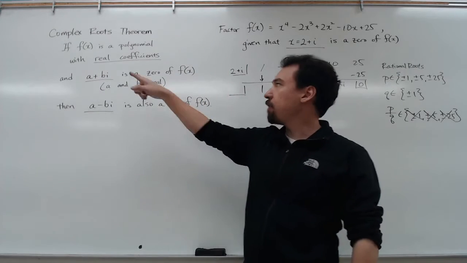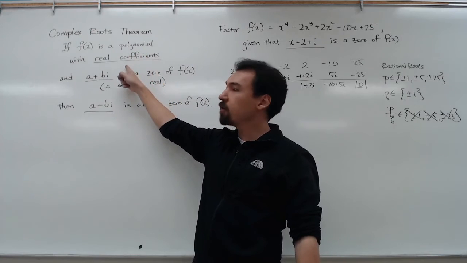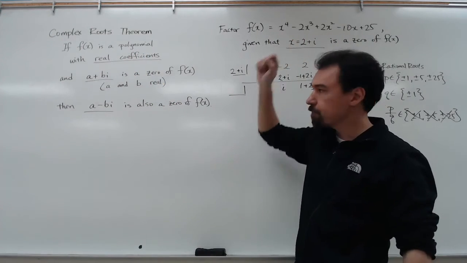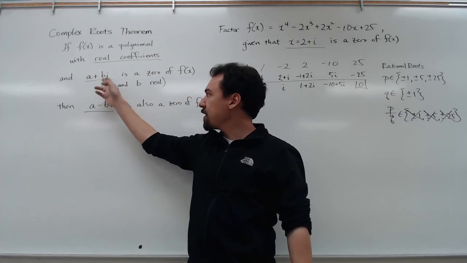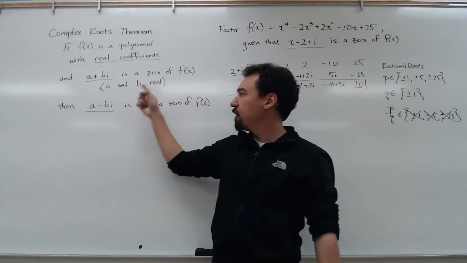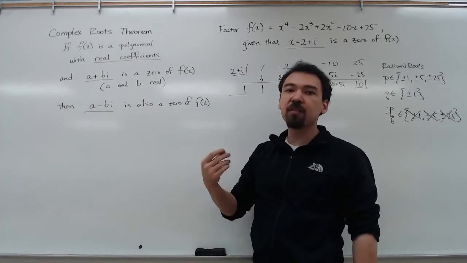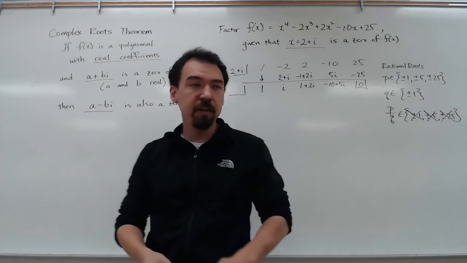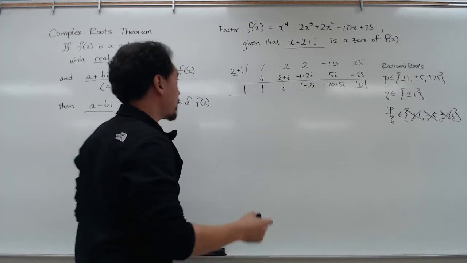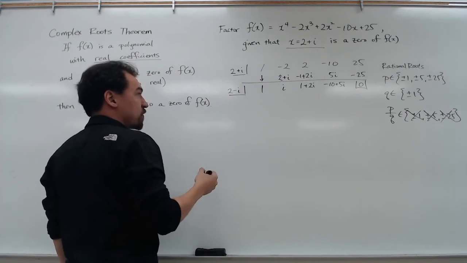So it says, if the original f of x is a polynomial with real coefficients, which we do have, all of our coefficients up here are real. Okay? If a plus bi, a complex number, is a 0 of f, then the complex conjugate a minus bi is also a 0 of f. So since we have 2 plus i is a 0, the complex conjugate 2 minus i is also a 0.